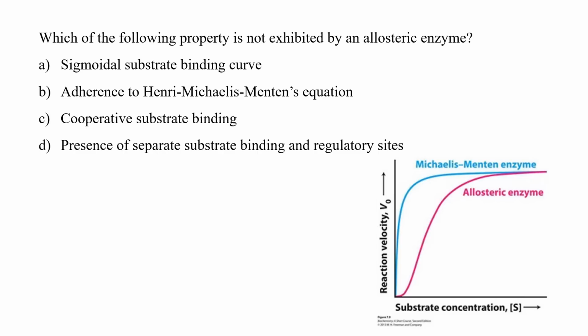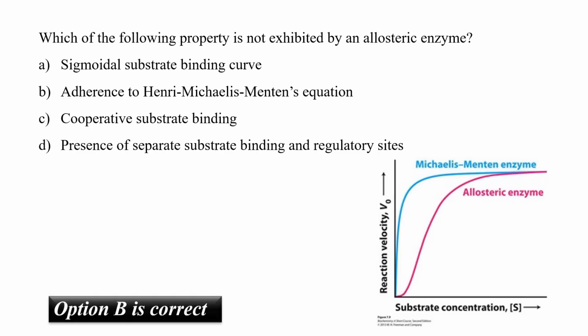So one thing is very clear as far as allosteric enzymes are concerned, that no allosteric enzyme can be a typical Michaelis-Menten enzyme. So option B is the correct answer, that adherence to the Henri-Michaelis-Menten equation is not a characteristic of an allosteric enzyme. In fact, while explaining the kinetics, they have assumed that no enzyme should be an allosteric enzyme if it has to be solved by using kinetics. So option B is the correct answer.